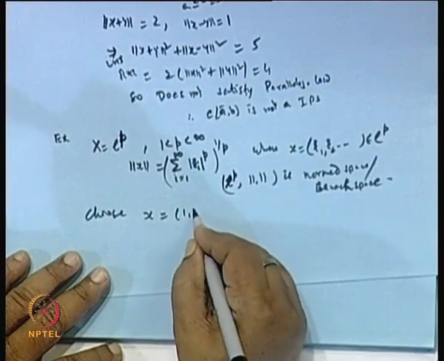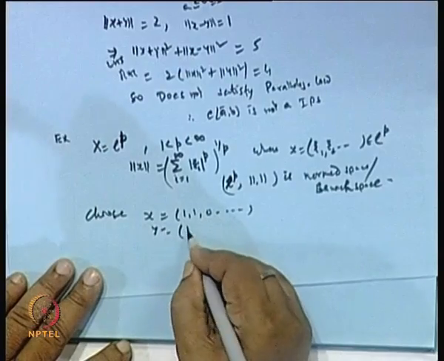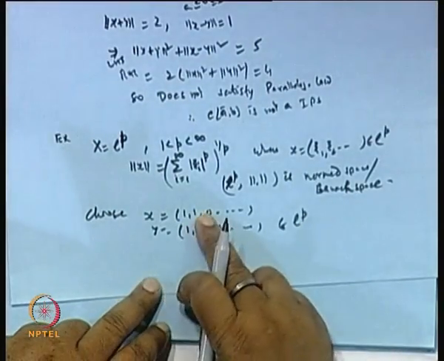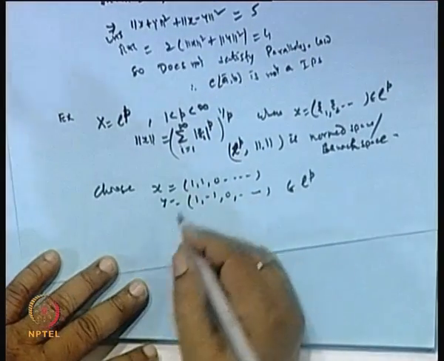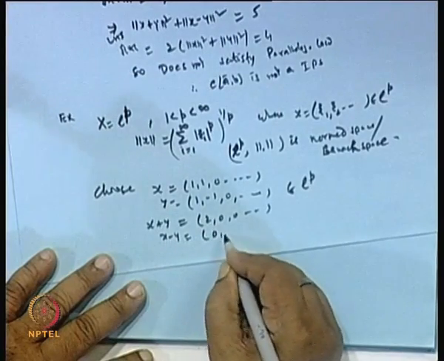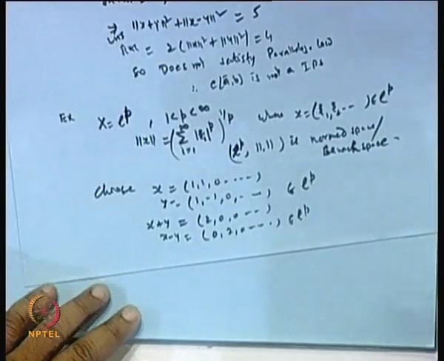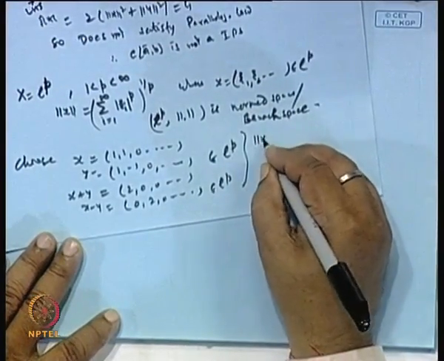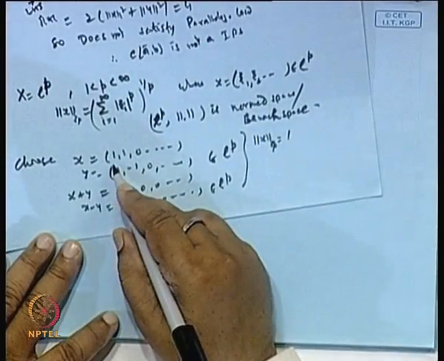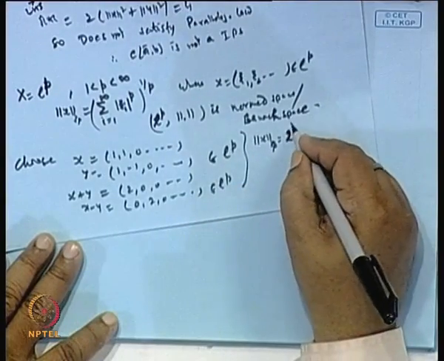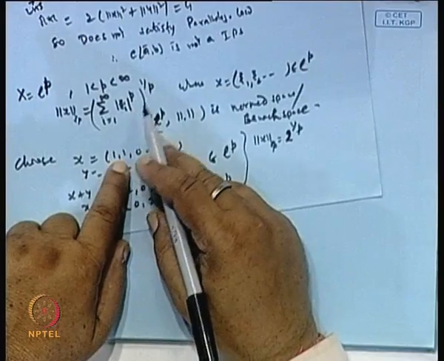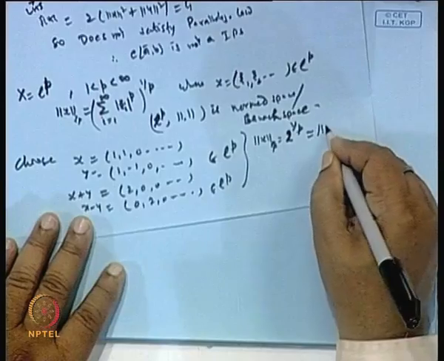Now if we choose x as 1, 1, 0, 0, 0 and let us take y as 1, minus 1, 0, 0, 0. Both are elements in Lp because the sum is finite. Now x plus y is equal to 2, 0, 0, 0 and x minus y is 0, 2, 0, 0, and they are also in Lp. What is the norm of x under Lp? It is 1 to the power p plus 1 to the power p, whole to the power 1 by p, which is 2 to the power 1 by p, and that is the same as the norm of y in Lp.